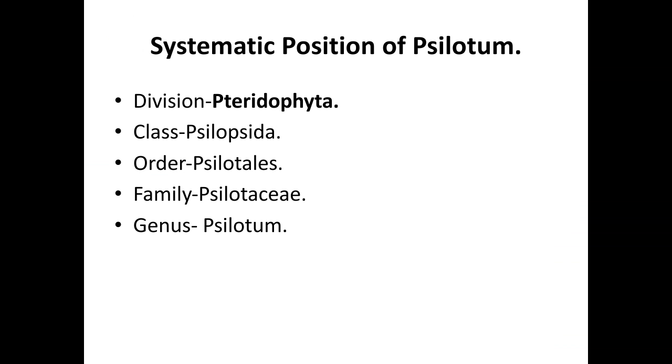Plant body is differentiated into root, stem and leaves. True roots are present in place of rhizoids. Sporophyte is independent of gametophyte for its nutrition. Vascular tissue is present but xylem lacks vessels and phloem lacks companion cells.